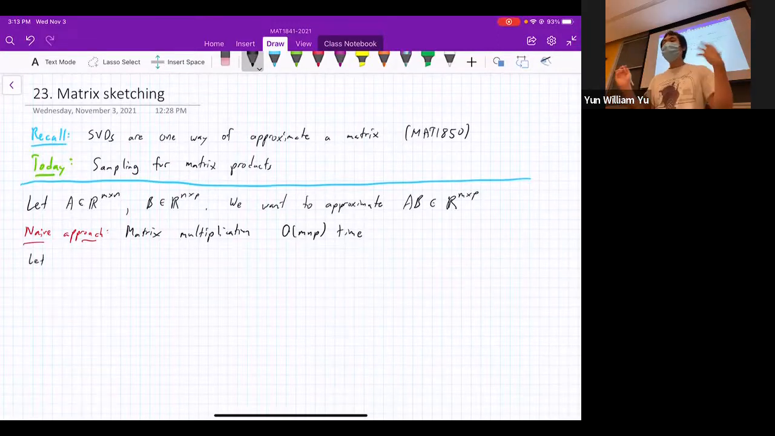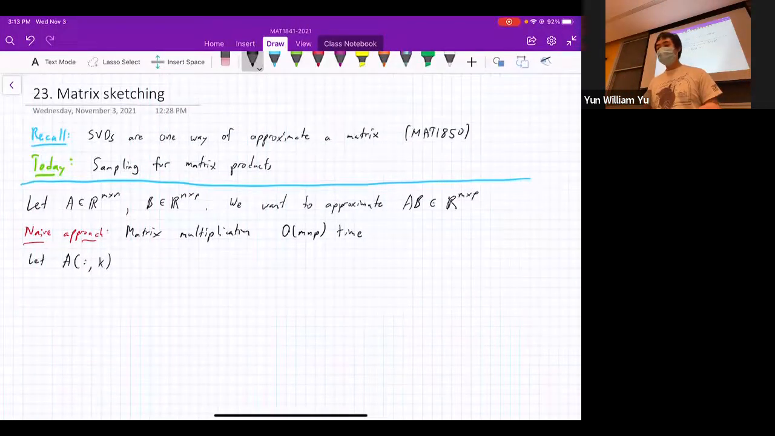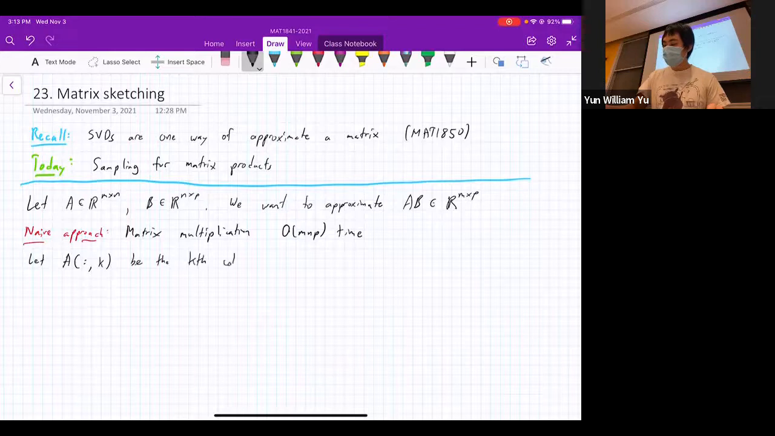Okay, but now let's talk about how we might approximate this in ideally lower amounts of computational time. I'm going to be using MATLAB notation here, in case you're familiar with it. Let A(:,k) be the kth column of A, where the second index is equal to k, and let B(k,:) be the kth row of B.